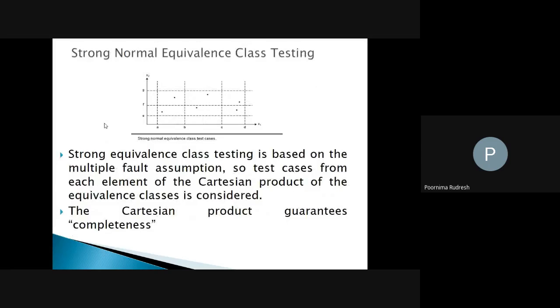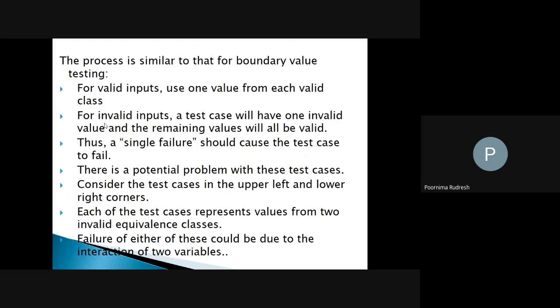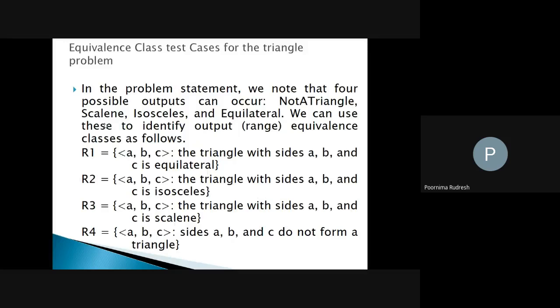After that, we have discussed the weak robust equivalence testing and the strong robust equivalence testing. So this is the weak robust equivalence class testing, and then next one is the strong robust equivalence class testing. These types of testing strategies we discussed in the last class. So today you're going to study the construction of the test cases for the triangle problem, next date function problem, and the commission problem. These test cases we are considering for the equivalence class testing.